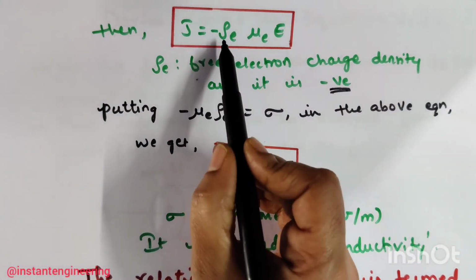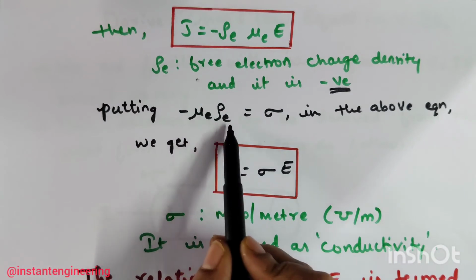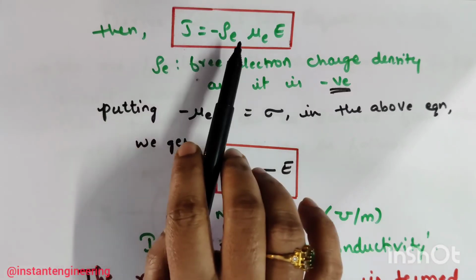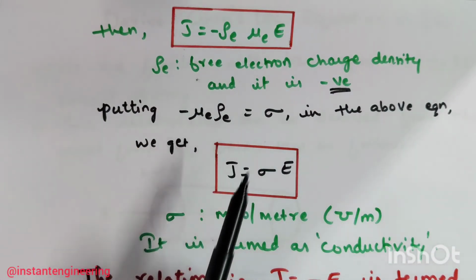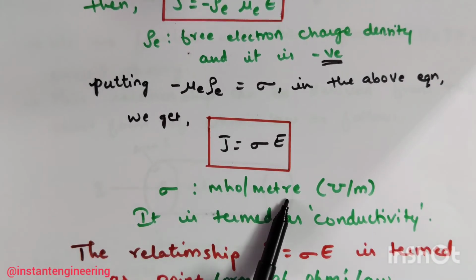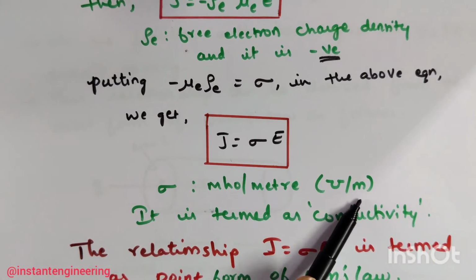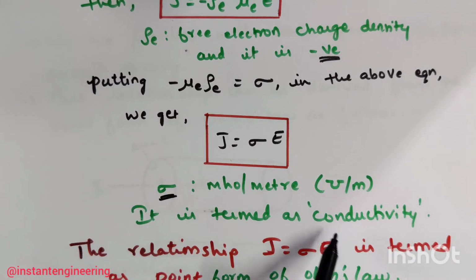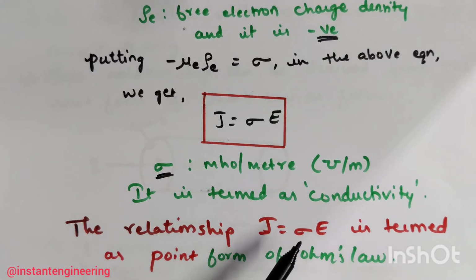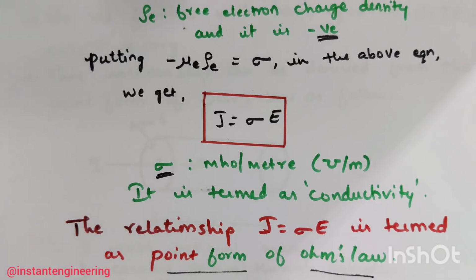Now if you consider these two terms, mu e and rho e, together as sigma in the above equation, we get J is equal to sigma E, with the minus sign also absorbed. Sigma is measured in mho per meter, and it is called the conductivity. So the relationship J is equal to sigma E is termed the point form of Ohm's law. This is what we were trying to prove: J is equal to sigma E, where sigma is conductivity and E is the electric field.